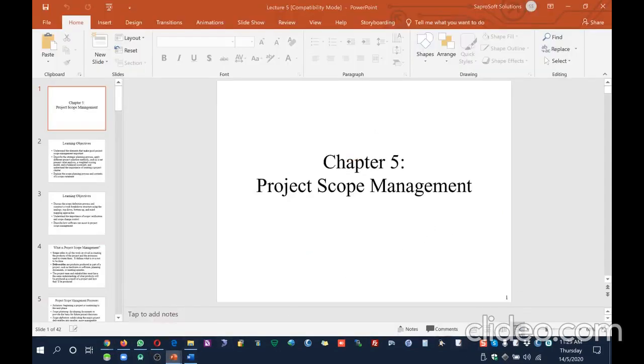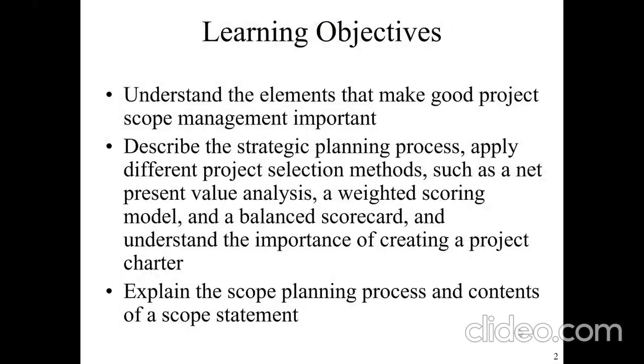Okay, so we start project scope management. The learning objectives. By the time we finish, you should be able to understand the elements that make good project scope management important. So there are several elements we will look at that constitute scope management. So we will see these elements. And then at some point in time, an organization might have several projects that they want to do, but maybe because of financial reasons or maybe time constraints, you cannot execute all these projects. And so you might have to select one or two of them and then do.